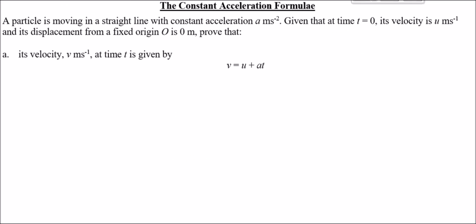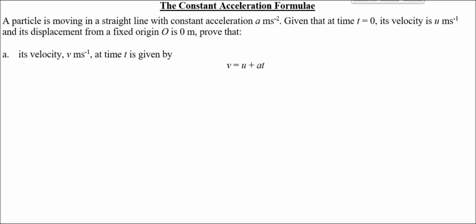We can now also show, using integration, that v equals u plus at. And so if we just set up the problem clearly first of all, and just say that we're imagining a particle moving in a straight line with constant acceleration a. The initial conditions are when the time is 0, the velocity is little u, and its displacement from the fixed origin O is 0 meters when the time is 0. So using those conditions, we can now prove, using integration, that v equals u plus at.